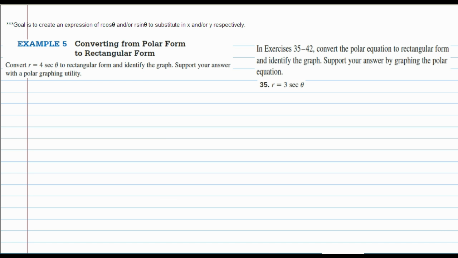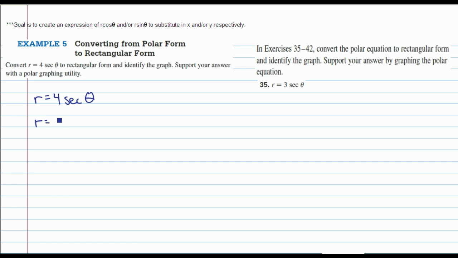So as we saw in that example, our goal is to create an expression including r cosine theta and or r sine theta to substitute in x and y, so we get a function of y in terms of x, etc. So let's look at example 5. It says convert r equals 4 secant theta to rectangular form and identify the graph. Support your answer with a polar graphing utility. So we want to graph in polar mode. My goal is to get an expression of r sine theta or r cosine theta.